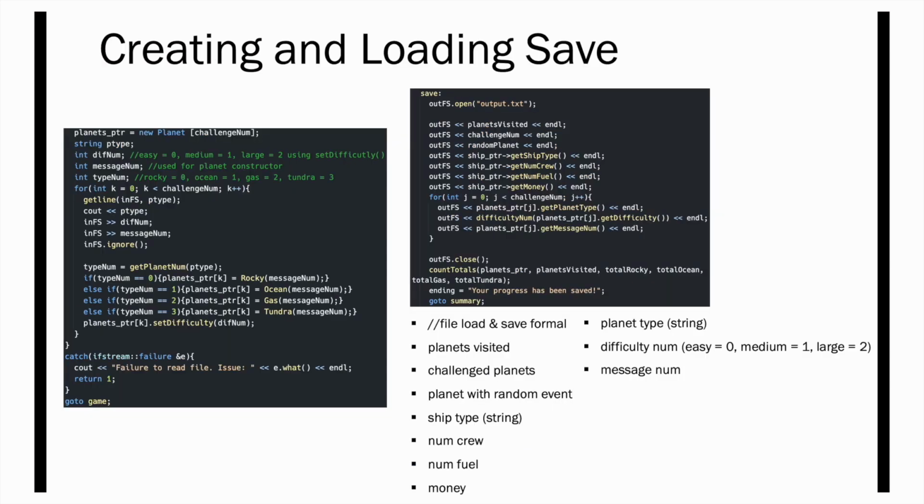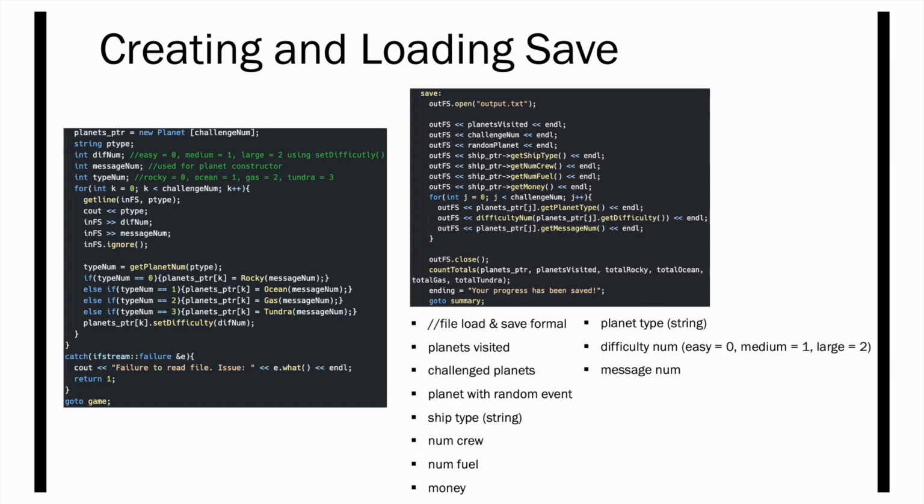Next is creating and loading save files, where on the left is part of the code for loading a saved file. It's a very lengthy function. I wasn't able to put it all in here. But this particular section is about creating the planet array. The picture on the right is actually creating the save file.